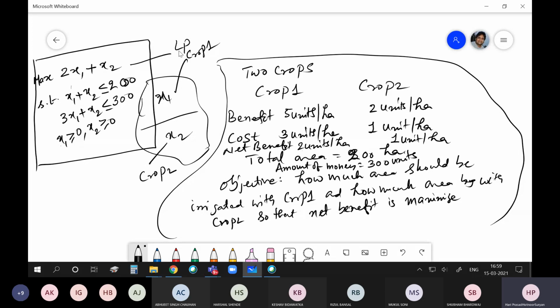In the next class we will start with this. We will try to solve this using the graphical method, and then move further on how we can make this problem more general with more than two variables. Because the graphical method can be used only for two variables, if the number of variables becomes more, it is not possible to solve graphically, so we need to go for other techniques. Is it clear?